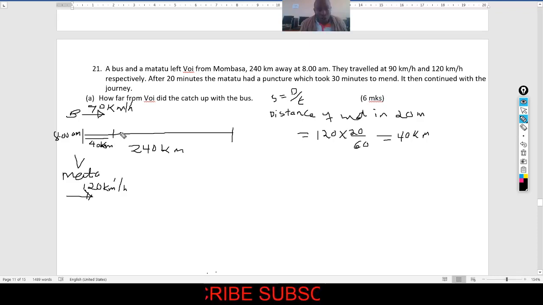And then, remember, the bus continued to move. We are told it took 30 minutes there to start going again. Now, from here to here is 20 minutes. We need to note where the bus was by the time the matatu is starting again. We need the distance of the bus in 50 minutes, because the matatu is going to start again after the bus had gone for 50 minutes.